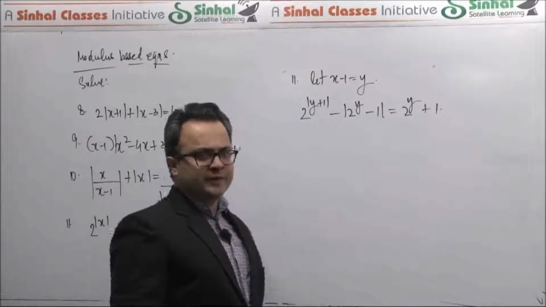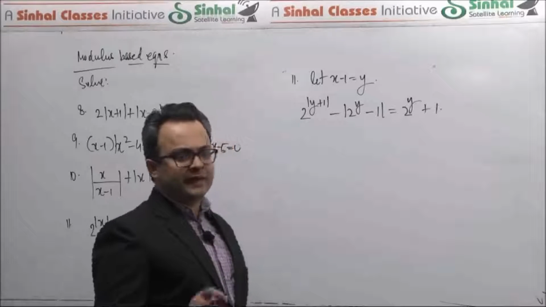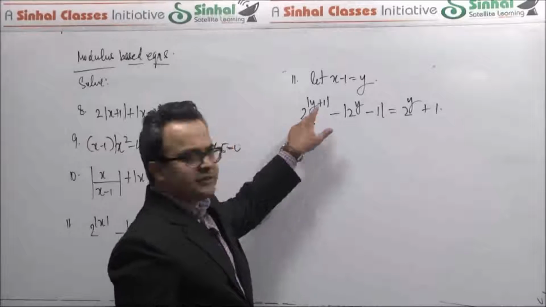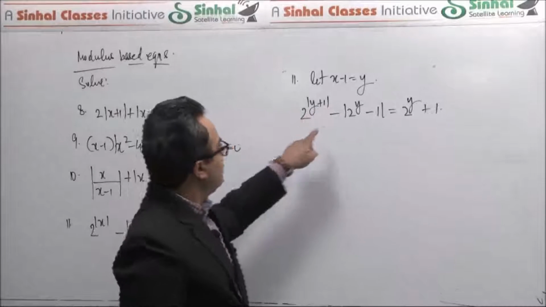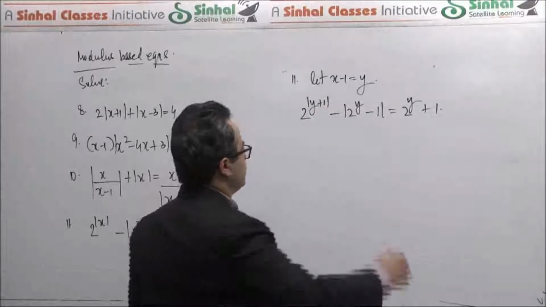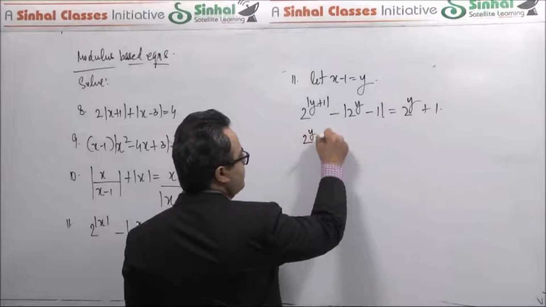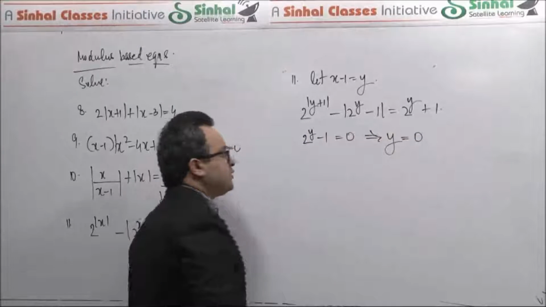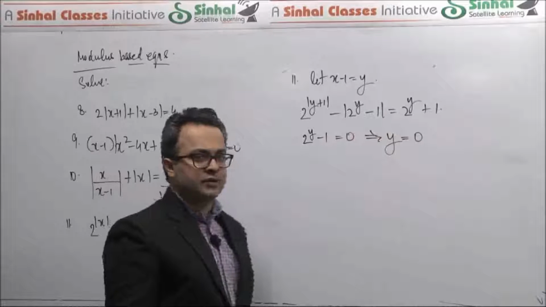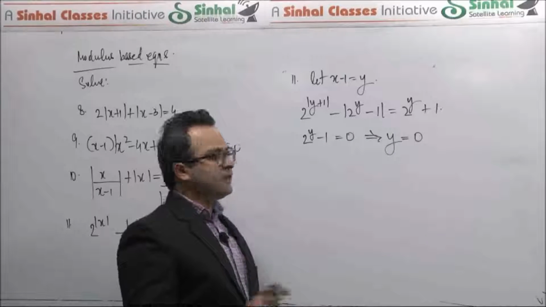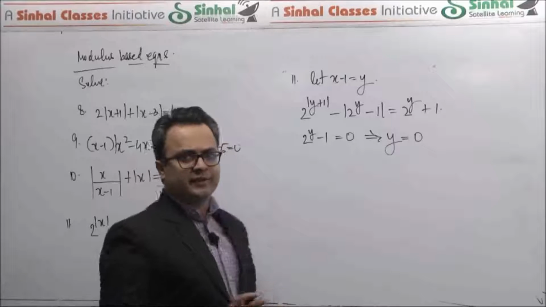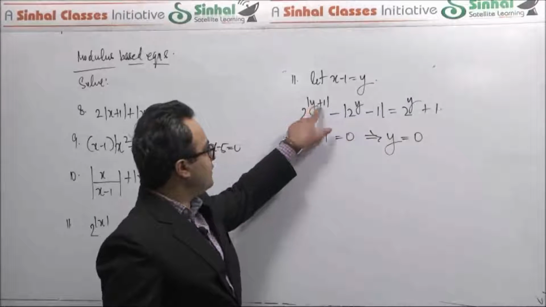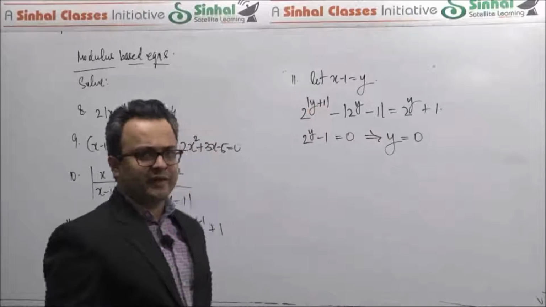Over here again, there are two modulus based terms. The first thing would be to identify the values of y at which each term changes its definition. So mod of y plus 1 will clearly change its definition at minus 1. And for this term, 2 raised to y minus 1 will clearly be 0 when y is equal to 0. So again, there are two values of y at which the terms change their definitions. One is y equal to 0 for this term, and for the first term, it will change its definition at y equal to minus 1.